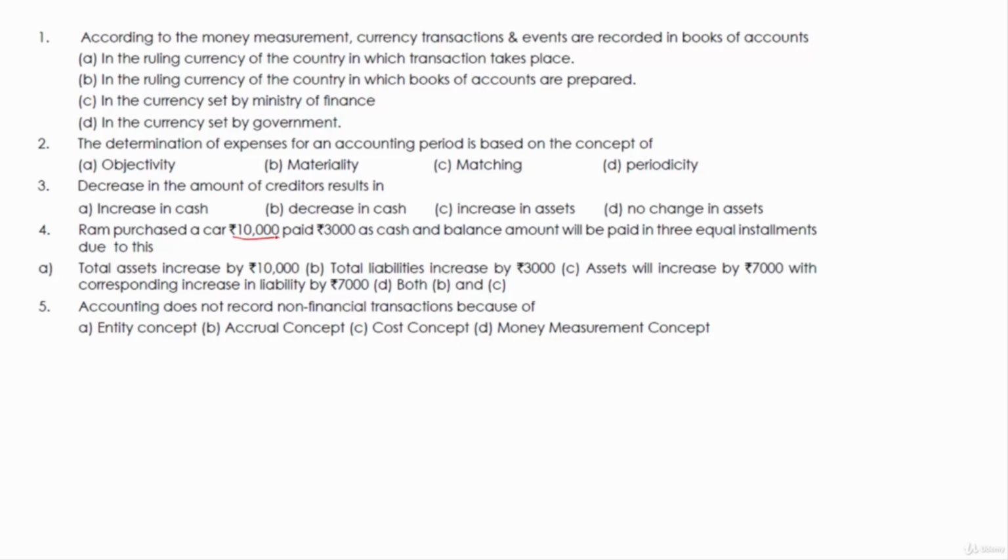Ram purchased a car for 10,000, paid 3,000 as cash, and the balance amount will be paid in 3 equal installments. Due to this, you have 4 options. First, let's understand. We'll record this in the balance sheet. Ram is purchasing a car and paid cash of 3,000. It means originally Ram had cash of 3,000, but now that cash is used for purchasing what?